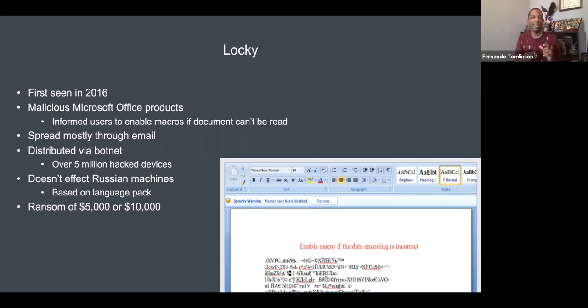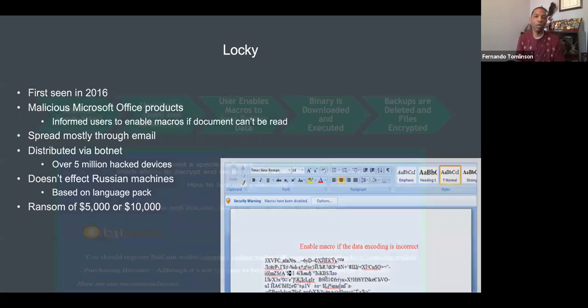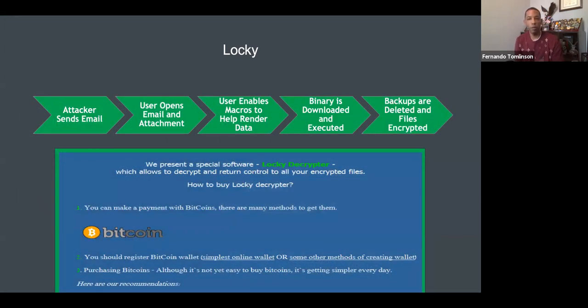So if you're doing some form of analysis, if it's affecting every other language, but it seeks to not affect a specific language, then that leads you to think of a particular place of origin. The ransom, 5,000 or 10,000, it varied a little bit. But what's very interesting is that this specifically targeted users not knowing how macros and the Office products work. So even when defenses are in play, hey, go ahead and allow us in, right? And a lot of people were victims to this.